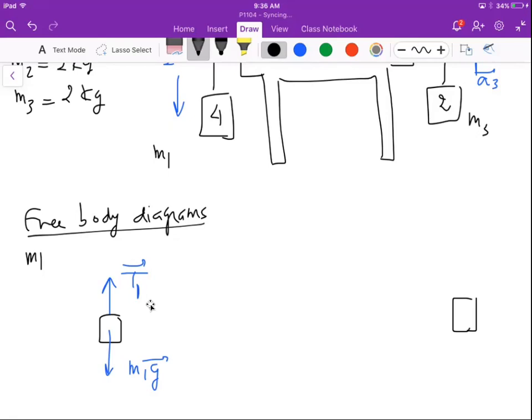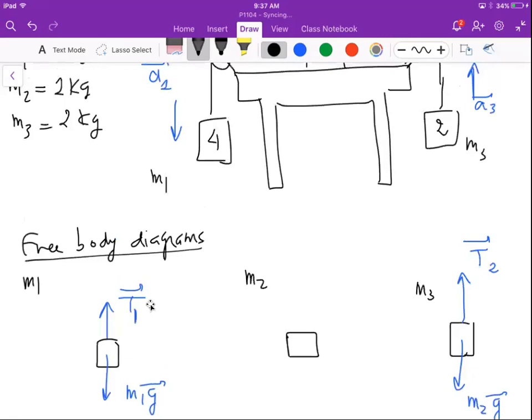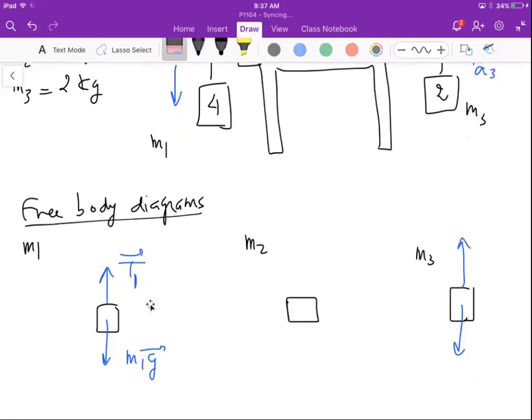Pardon, wait, this is M3 and in the middle is M2. So on block 1 we have the weight M1G and the tension of the first chord, T1. For block M3 we have M3G. Let me just correct this again. So again, for block M3, which is here on the other side, we have M3G, the weight of this block, and we have the tension in the second chord, which I will call T2 to differentiate it from the first chord. So we are talking about the second chord.